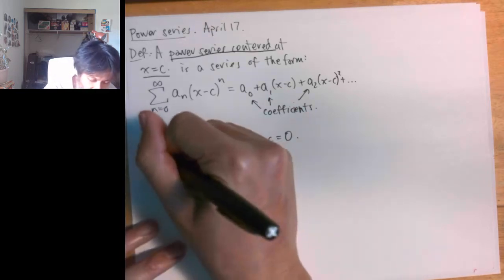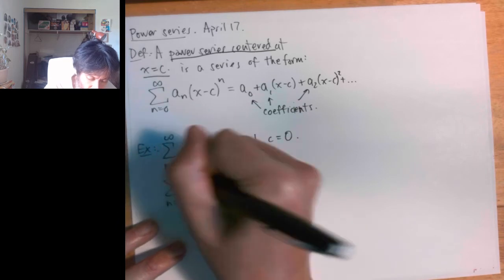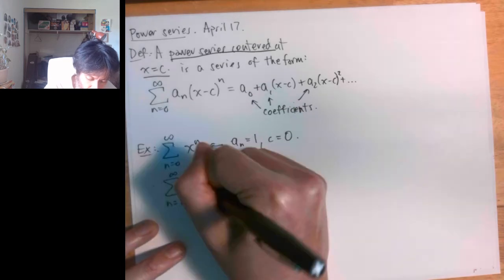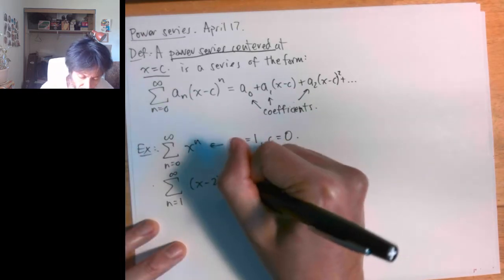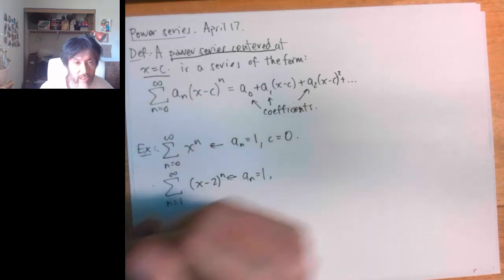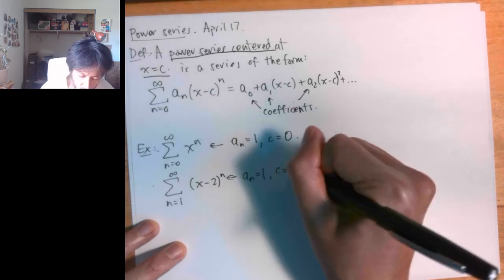I mean, we could change that up a little bit, right? We could make the center of this thing be some other number. Like, what if we made this be x minus 2 to the n? Well, then the a sub n would not change. It's still 1. But now c is equal to positive 2.